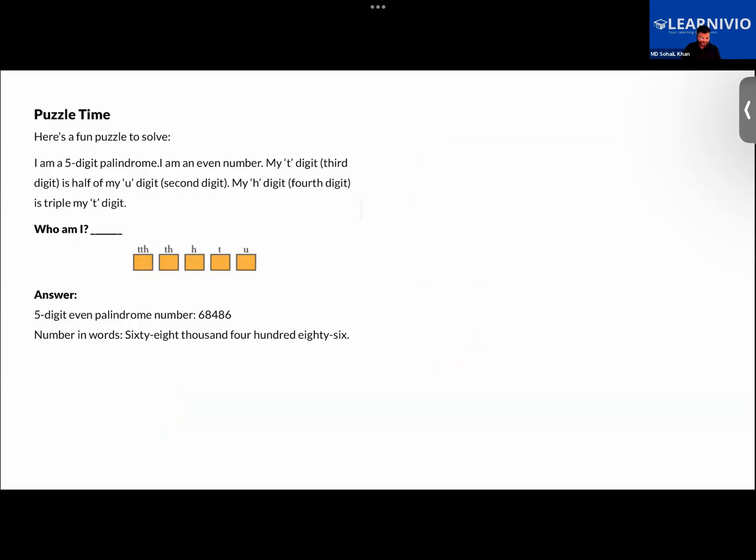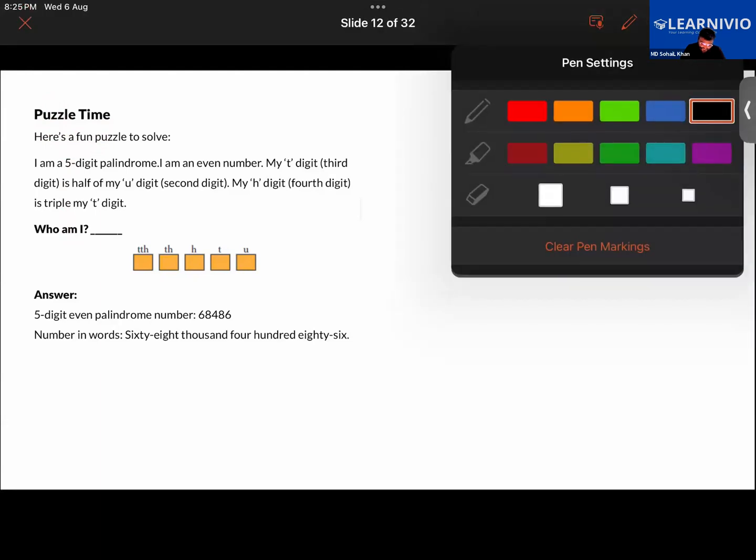Okay, here's a fun puzzle given to you. I'm a 5-digit palindrome. I am an even number. My T digit, that is the third digit, is half of my U digit, the second digit. My H digit, that is the fourth digit, is triple my T digit. Who am I? So what could be the possible answer for this question? Think about it. I wrote here 12421.